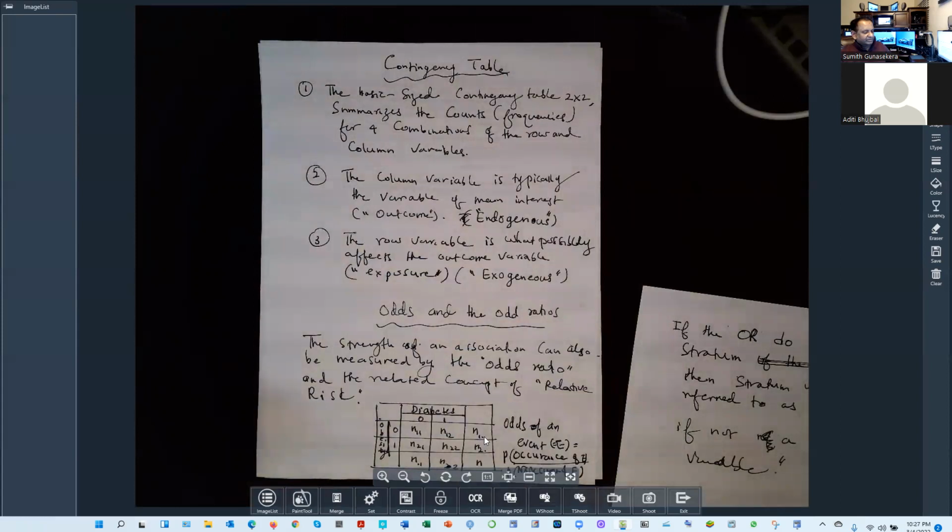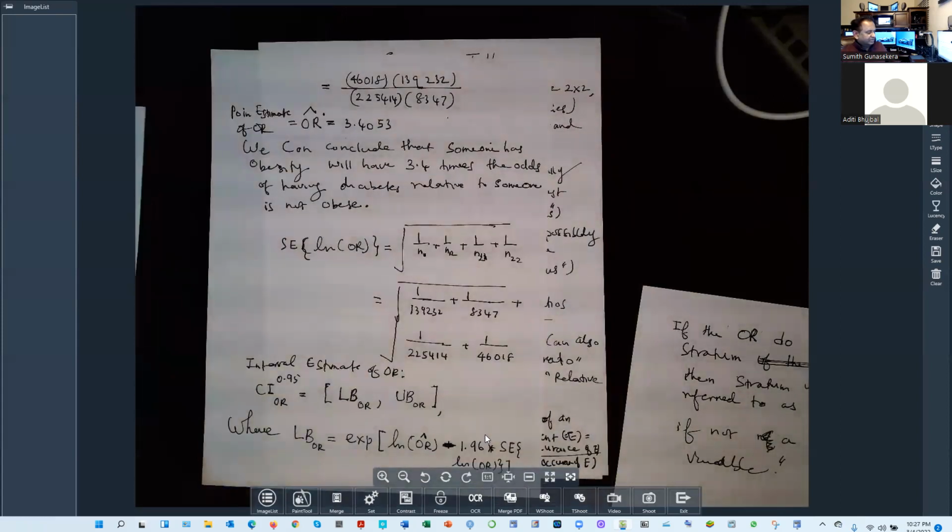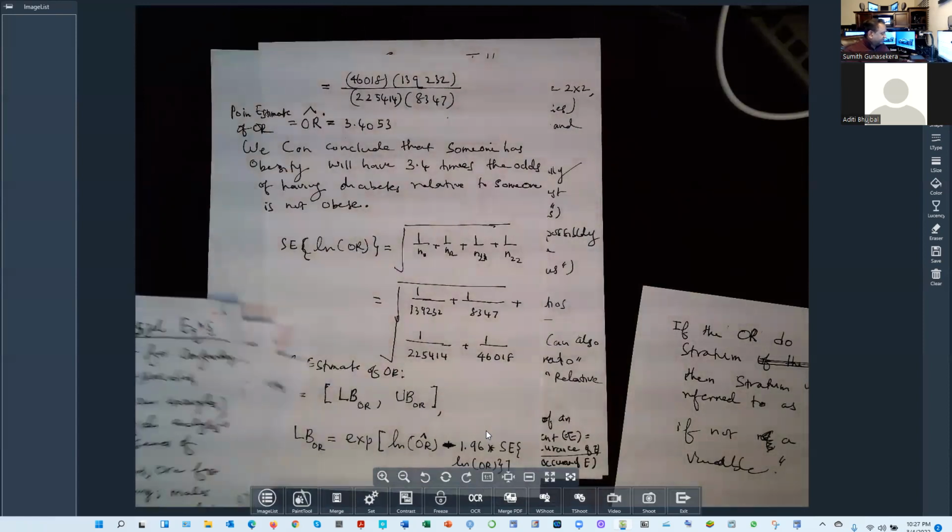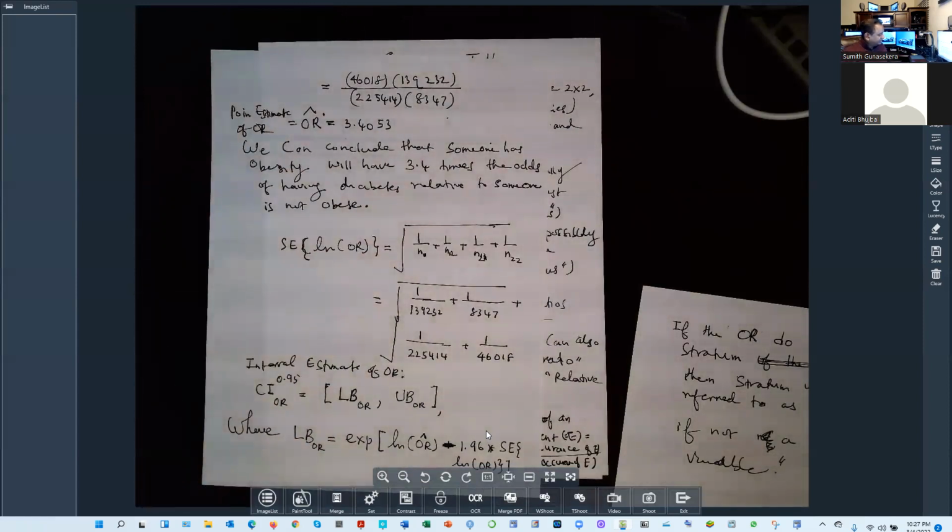You're going to get the odds, then you go to the odds ratio.